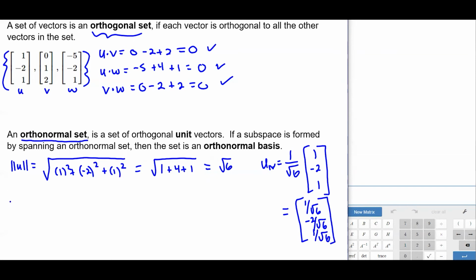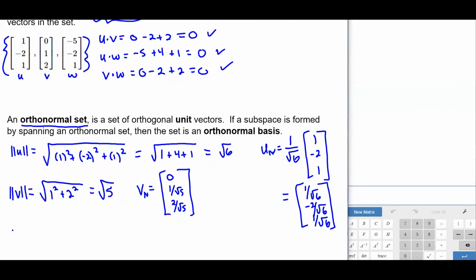All right, let's do the magnitude of V. So we get the square root of 0 plus 1 squared plus 2 squared. That's the square root of 5. So we'll call this Vn, and it would be 0, 1 over root 5, 2 over root 5.